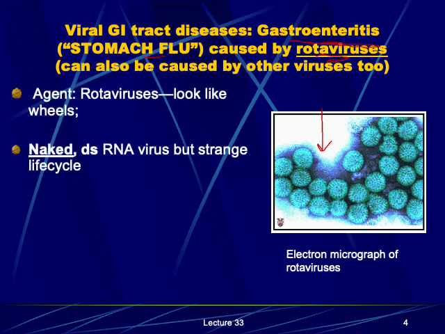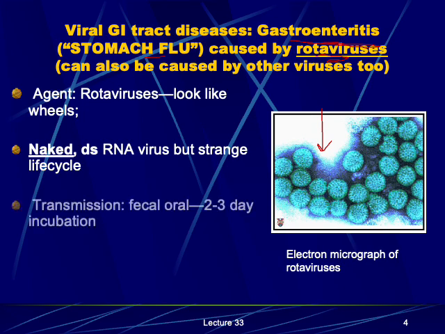Well, they've got a double-stranded RNA genome. We're not going to talk about that because I didn't go over how those reproduce. What I want you to remember is they're naked. All right? They have a very strange life cycle, but they're naked viruses. So knowing they're naked, you got to know, they're going to cause lysis of the cells, right? The transmission is fecal-oral, okay?